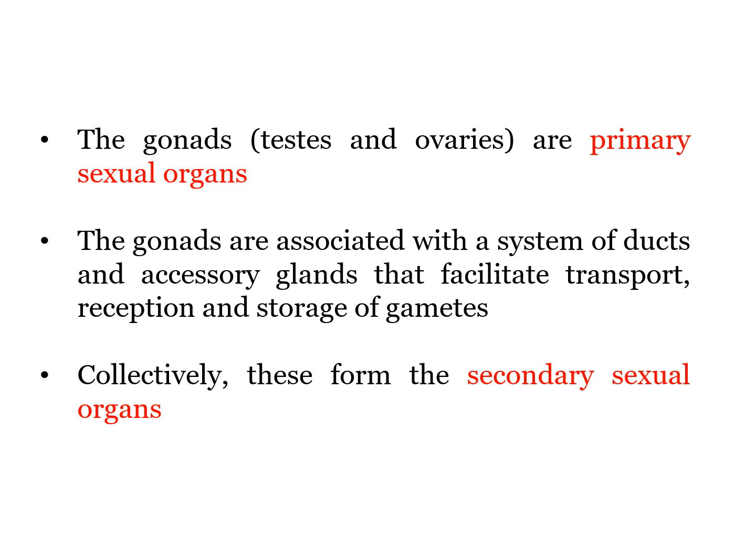Testes and ovaries are the primary sexual organs, as they produce the gametes for male and female, respectively. In order to serve their functions in human reproduction, these primary sexual organs are also associated with a system of ducts and accessory glands that facilitate transport, reception, and storage of gametes. Collectively, all of these accessory glands and ducts are known as secondary sexual organs.